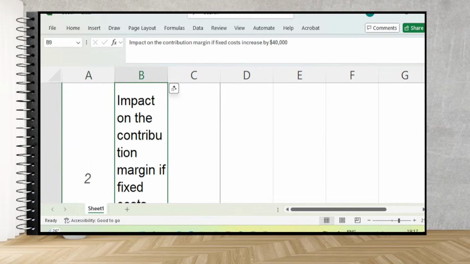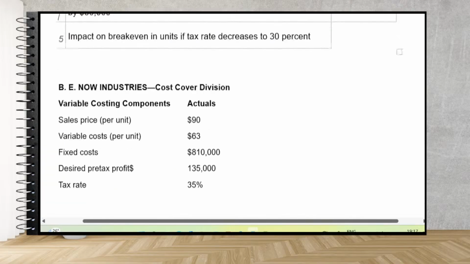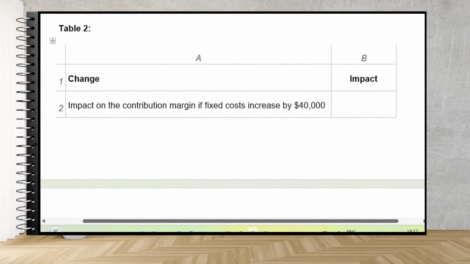Next. So here you can write from here only. Okay. So impact on the contribution margin if fixed cost increases by 40,000. So what is the impact on the contribution margin? I mean, is there an increase, decrease or no impact? At least guess. If fixed cost increases by 40,000, then what is the impact on the contribution margin? Any guess?